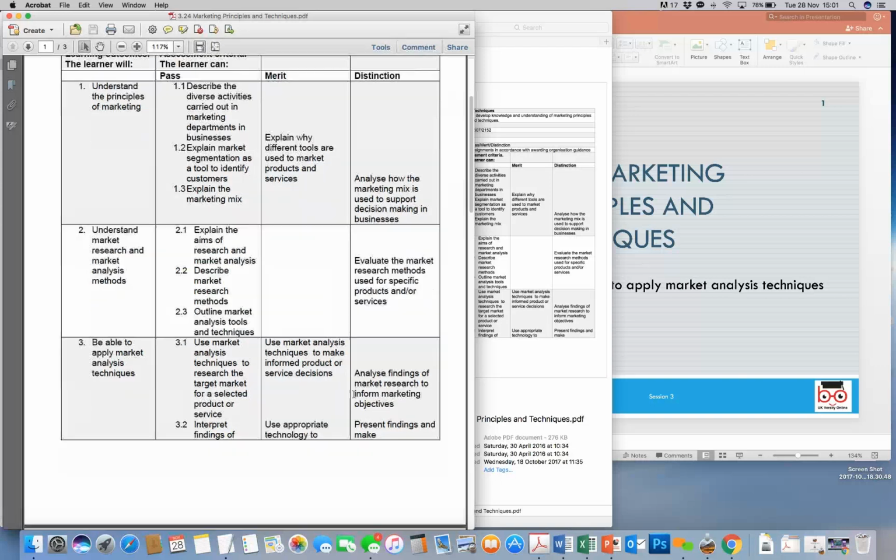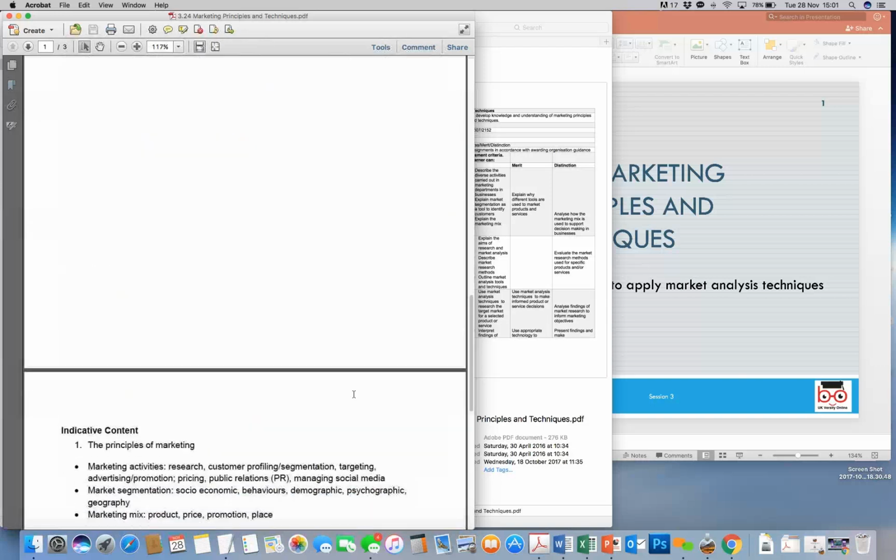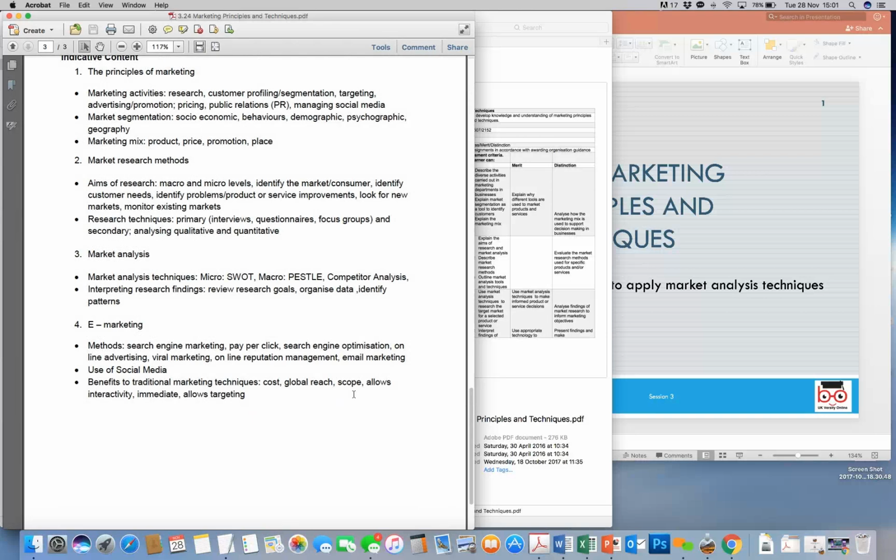In particular, we're going to focus on 2 or 3 techniques which, at level 3, are relevant, and you should be able to understand these techniques. So I've put together a presentation which looks at some market analysis techniques: SWOT analysis in particular, PESTEL analysis, and to a certain extent, competitor analysis.